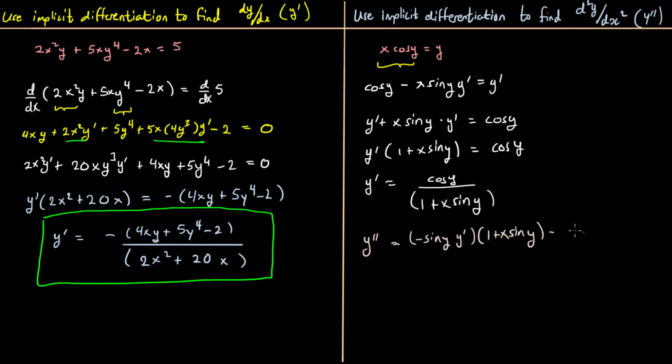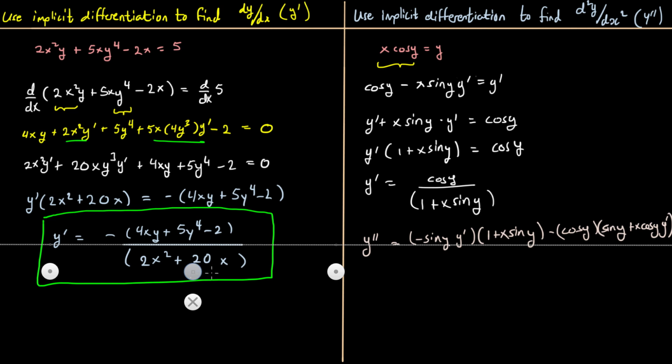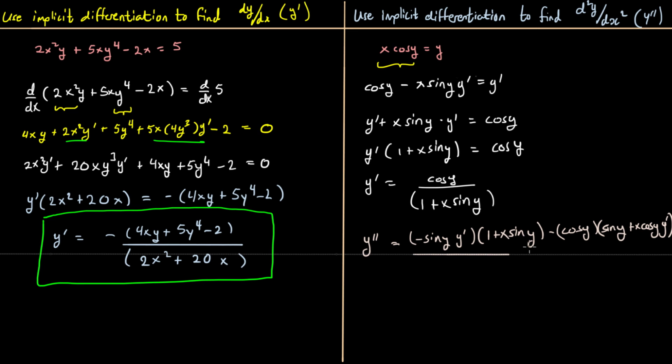And then minus cosine of y times the derivative of the bottom. So this is actually going to be a little bit long, but it's going to be sine of y, and then plus x times cosine of y times y prime. See if we can fit this here. And let's bring this down. And then all of this is going to be divided by the denominator squared. So that's 1 plus x times sine of y all squared.